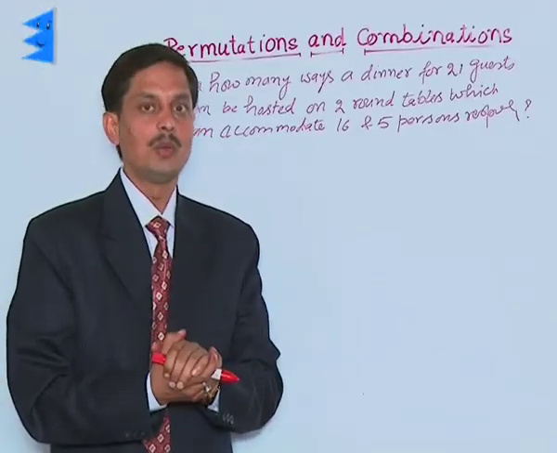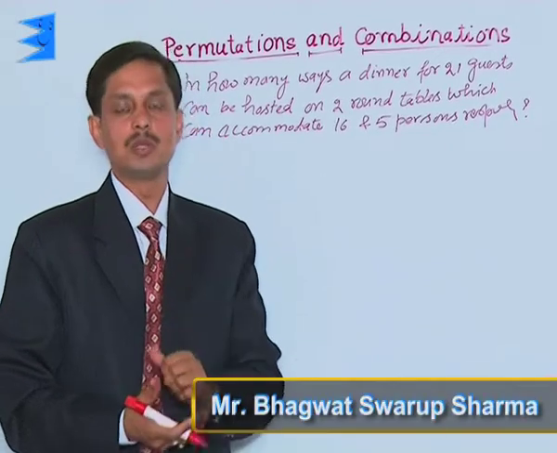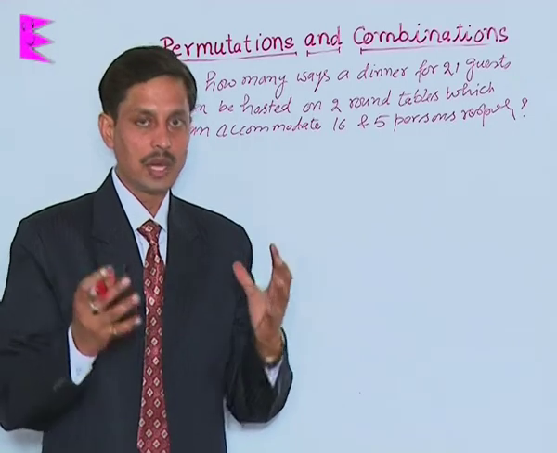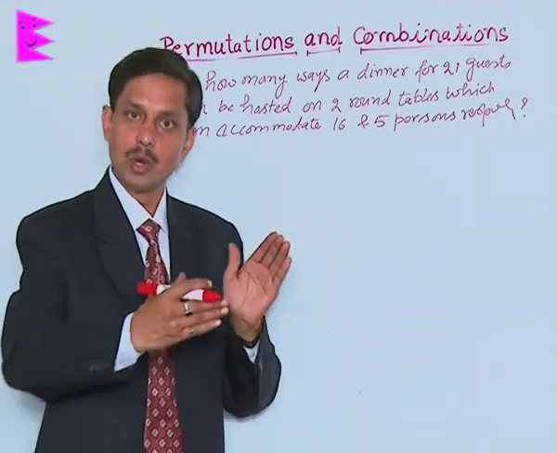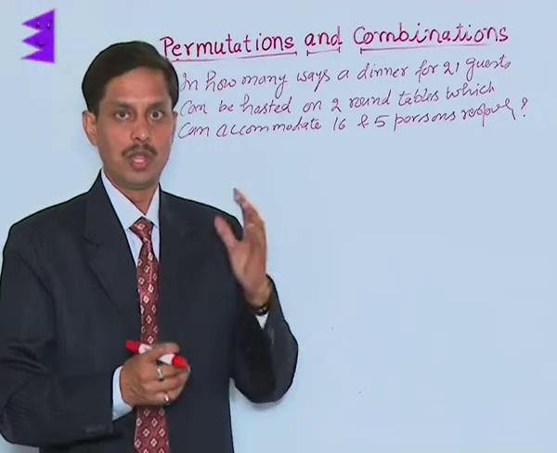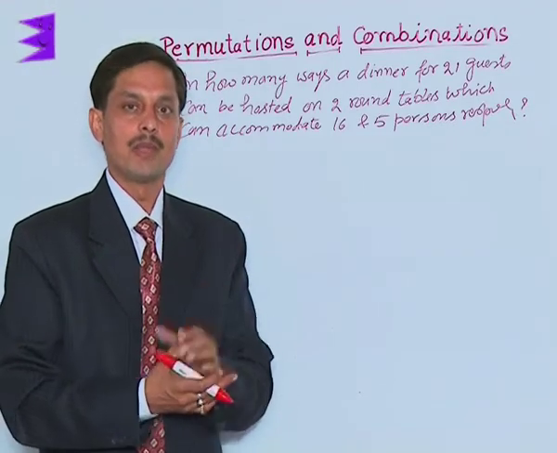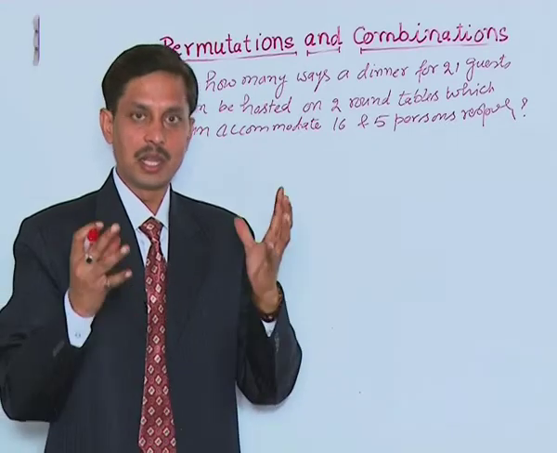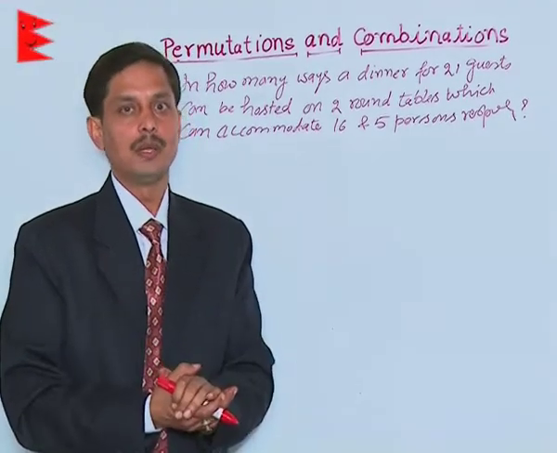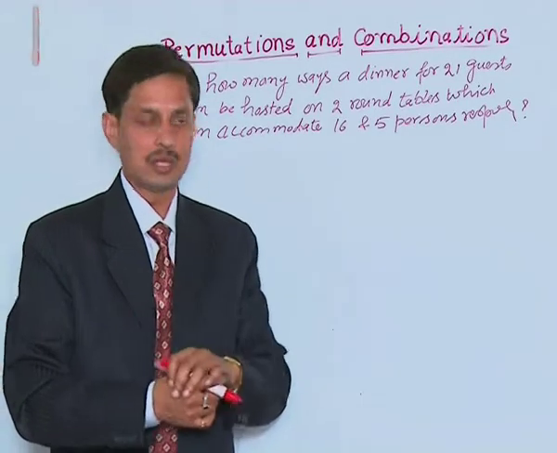Now I am taking one problem where we will use the circular permutation. In fact, if there are 10 persons and they want to be arranged in a queue, there are factorial 10 ways. But if 10 persons would like to sit around a circular table, there are factorial 9 ways.